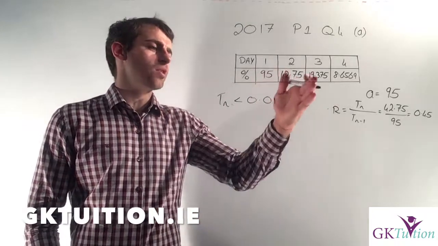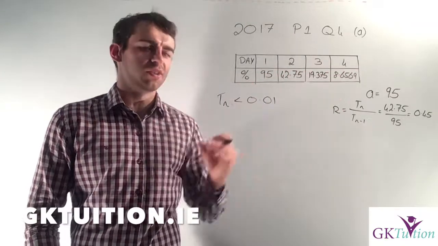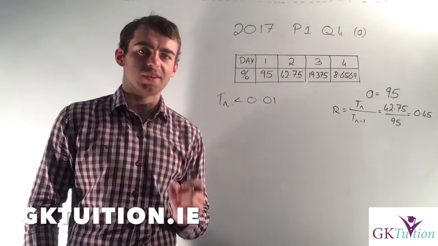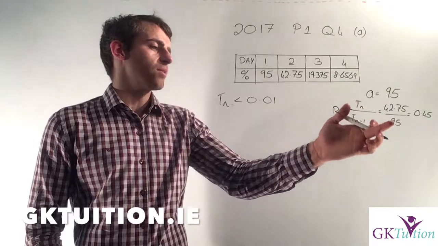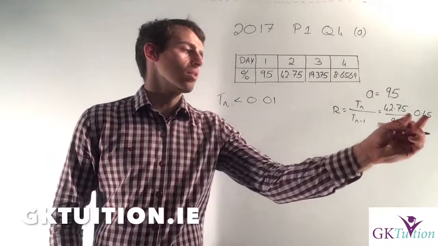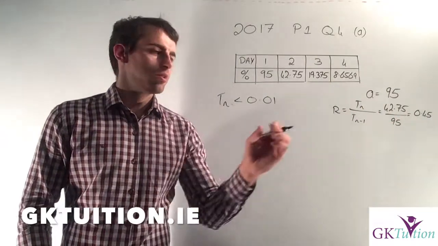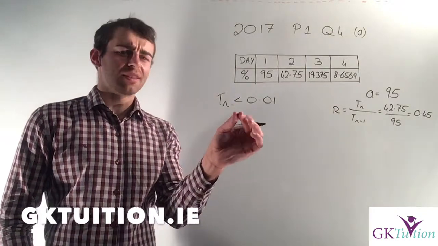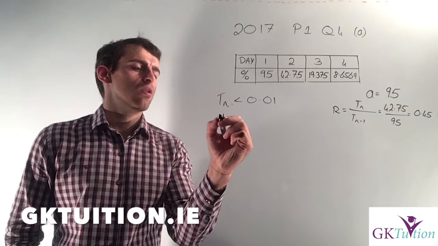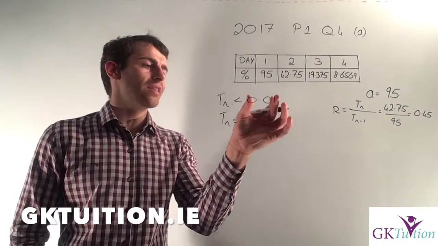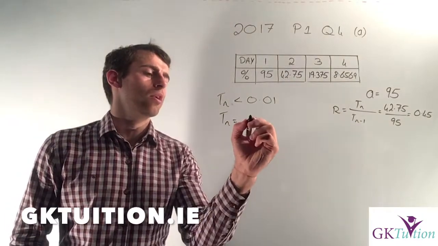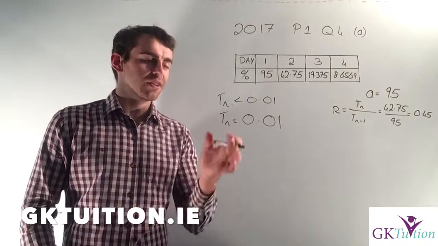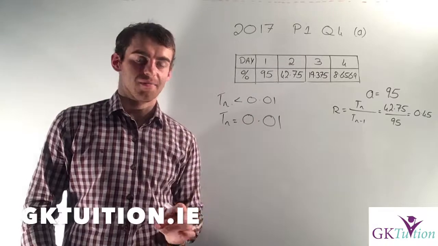You'll notice because this is an exponential sequence, any term divided by the previous term will always give me the same answer. So I took the second term, divided it by the first term, and I got 0.45. So the common ratio in this case is 0.45. Now let's ignore the inequality for the moment. Let's just work out when Tn is equal to 0.01. When I get to my answer, I'll worry about when is it less than that.